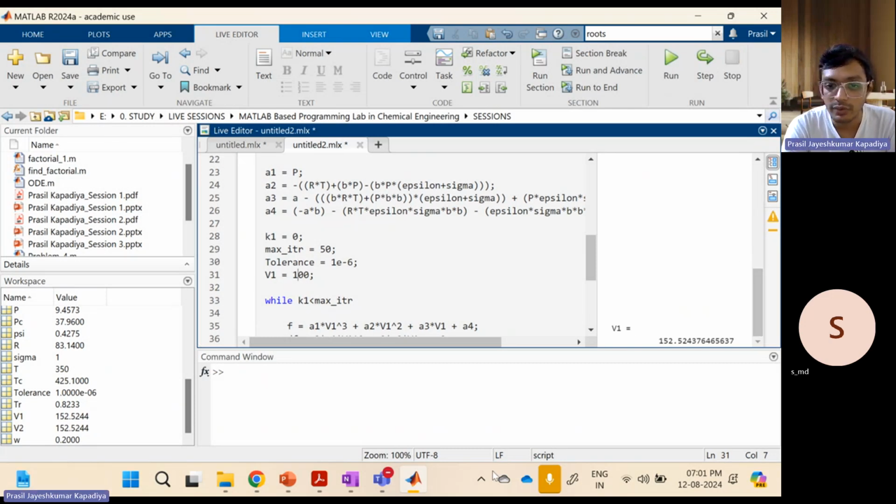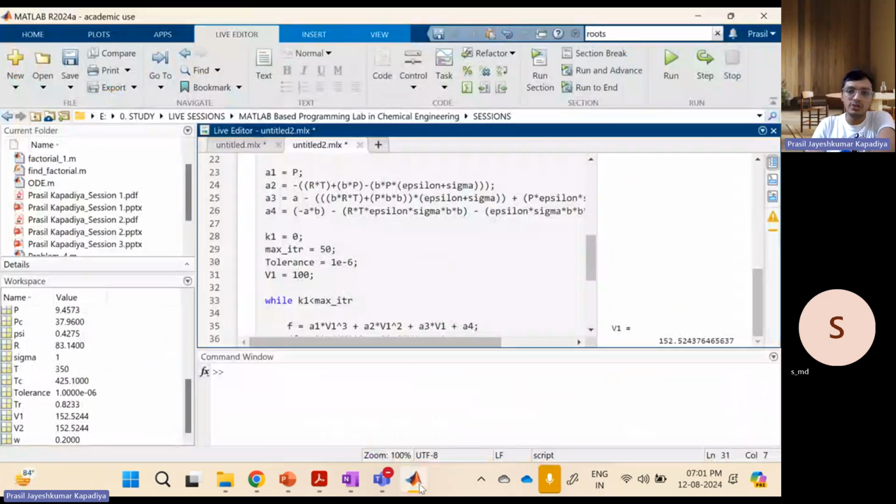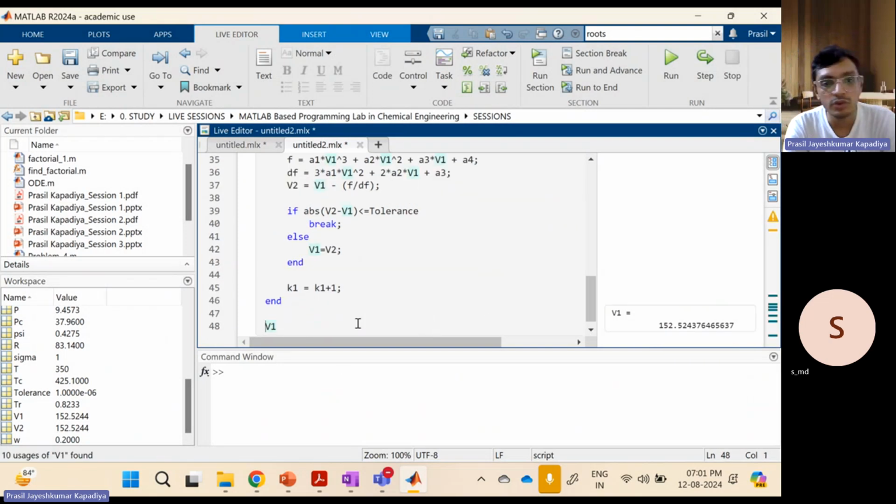And I am getting it as 152. Okay, so quite reasonable values we have received. So this is how we can do this using the Newton-Raphson method. But let's say I don't want to use the Newton-Raphson method.